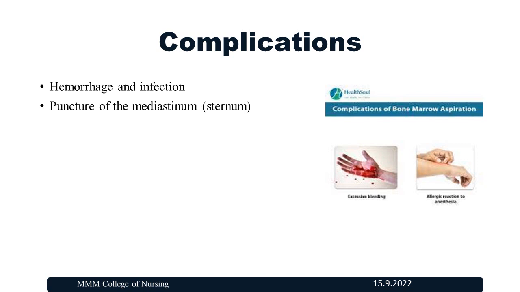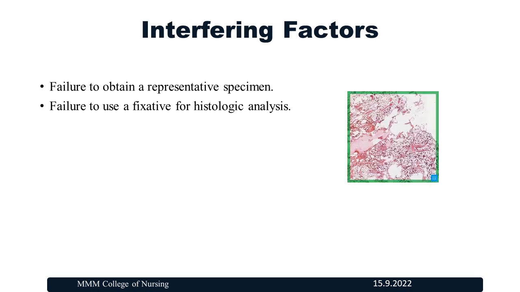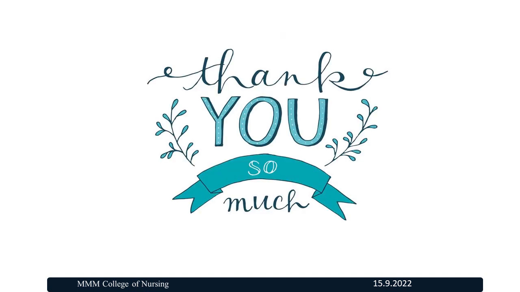Complications: already we discussed the hemorrhage and infection, and puncture of the mediastinum. Precautions: know that bone marrow biopsy is contraindicated in patients with a severe bleeding disorder. Send the tissue specimen or slide to the laboratory immediately. Interfering factors: failure to obtain a representative specimen, failure to use a fixative for histologic analysis.